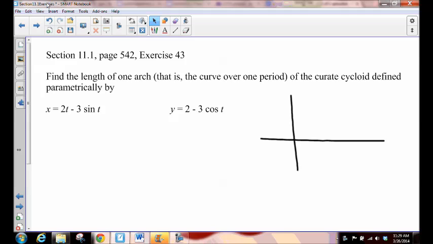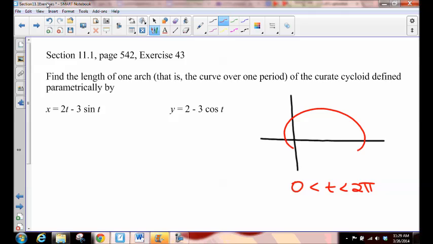And I decided that I was going to graph this from 0 less than t less than 2 pi. And when I do that, I get something that looks like this. And when I increase my t value, when I go to 3 pi, even when I go to 5 pi over 2, my curve starts to repeat itself. So I feel very comfortable that 0 to 2 pi is going to be one period.